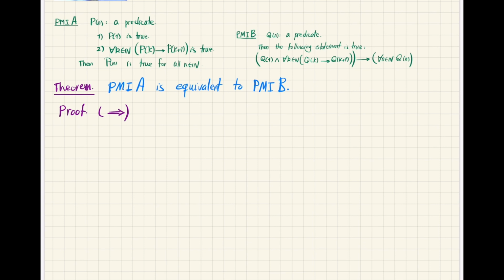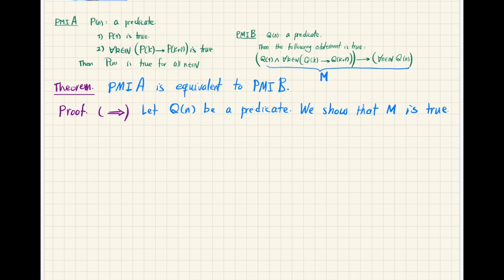I would say that, let me change my color. So let Q of n be a predicate. Of course, a predicate regarding the natural numbers, okay? We show that this is true. I want to show that this is true. And let me call this one M, not to repeat. We show that M is true. Okay, so what I'm trying to say is that I am assuming that principle of mathematical induction version A is true. I want to show that principle of mathematical induction version B is also true.